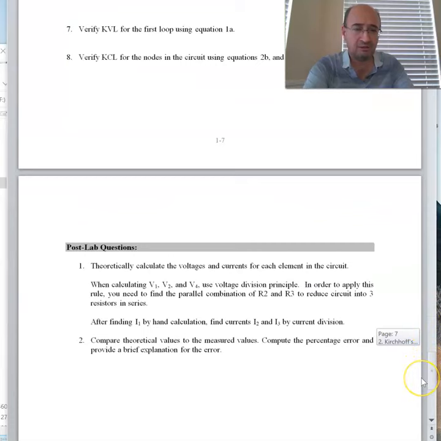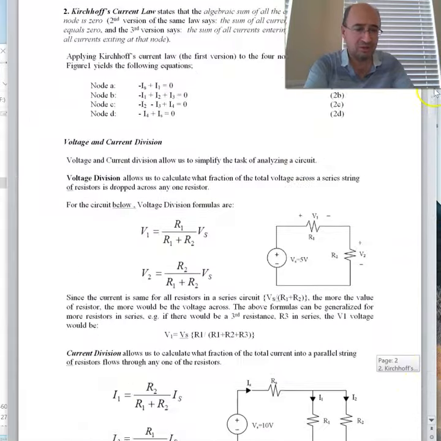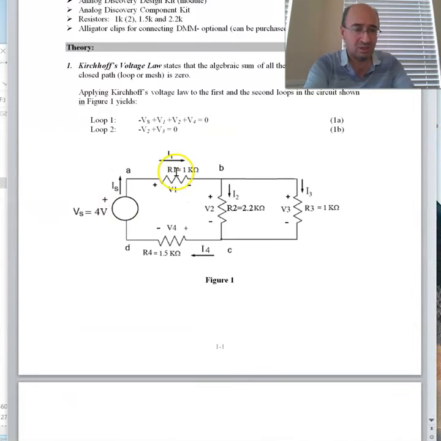And finally, if you want to have a good match between your theoretical calculations and the experimental ones, you may want to measure the resistance exactly and use those values in your calculations. So over here, maybe this resistor R1 is only 950 ohms instead of 1000 ohms. That happens due to the tolerance of the resistors or components.